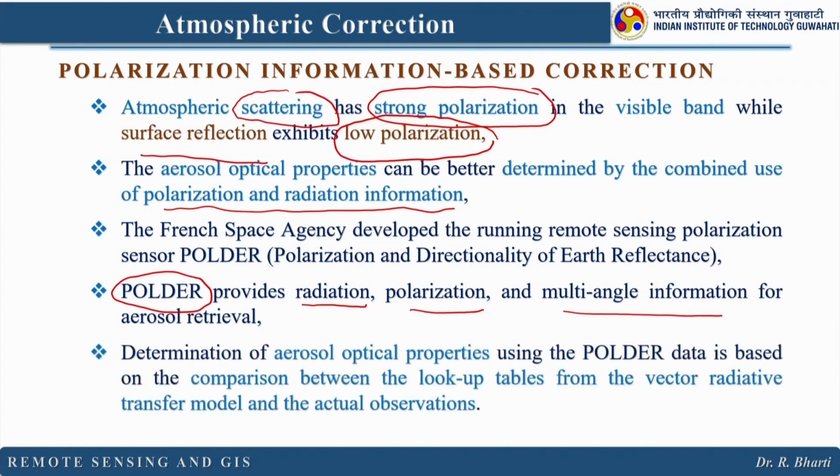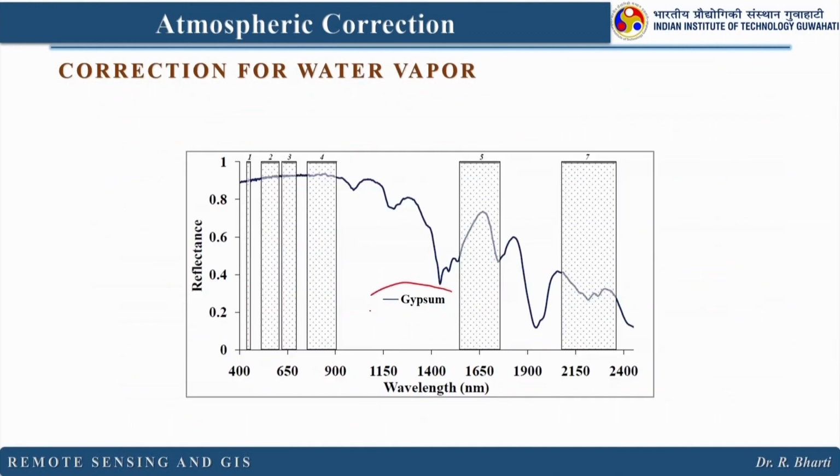It determines the aerosol optical property using the POLDER data based on the comparison between the lookup table from the vector radiative transfer model and the actual observation, right. This is the spectra of gypsum, right. And here you can see there are many troughs. Trough means where you have depressions, and you have many peaks, right.